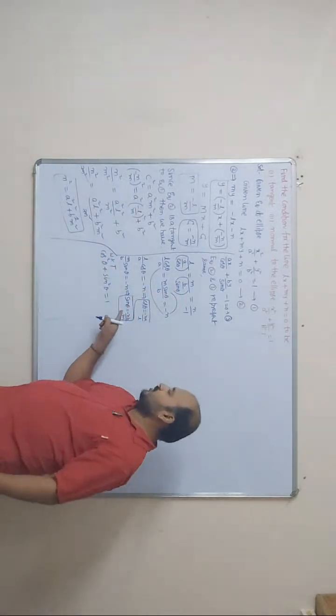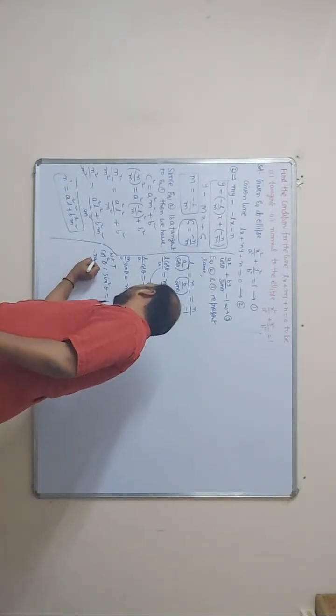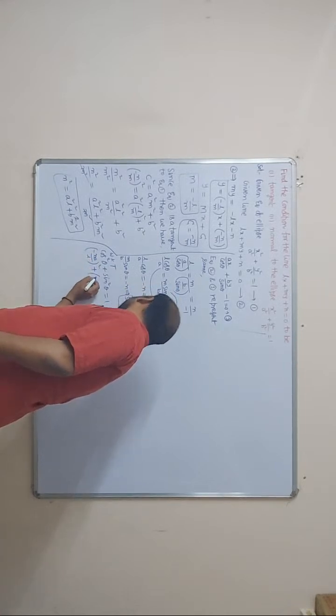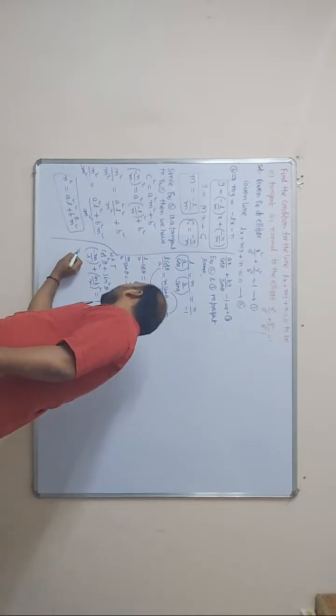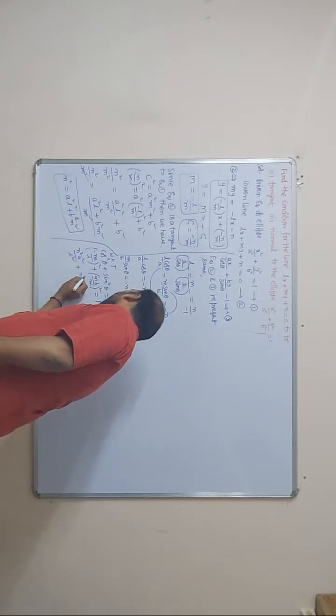Cos square theta plus sin square theta equal to 1. So this value whole square. So minus n a by L whole square plus minus n b by m whole square is equal to 1. n square a square by L square plus n square b square by m square equal to 1.